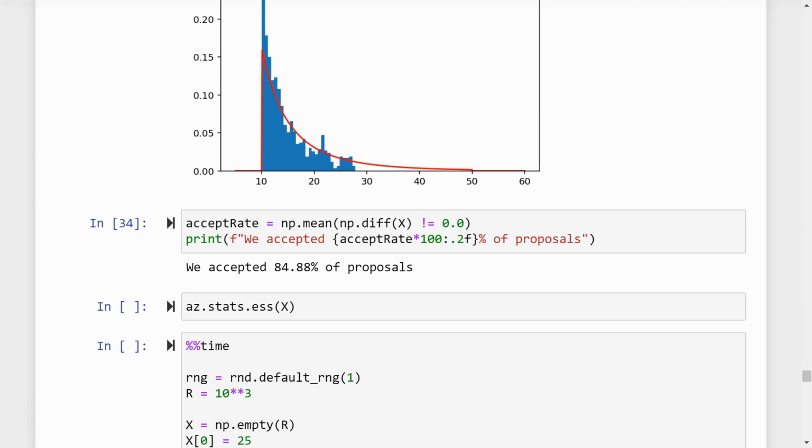What do you think this number should be? Pause for a second and try to guess what the acceptance rate should be in an ideal world. It turns out to be about 23.4%. At first, I'd say this is very counterintuitive. The problem with this sample is that the size of the jumps which we proposed were too small, and so the Metropolis algorithm accepted nearly all of the proposals, but we didn't explore the whole support of the target distribution fast enough.